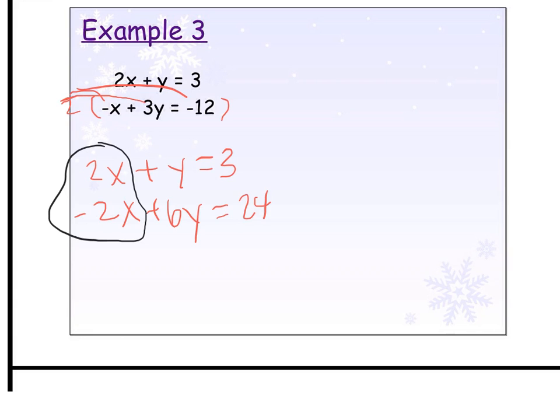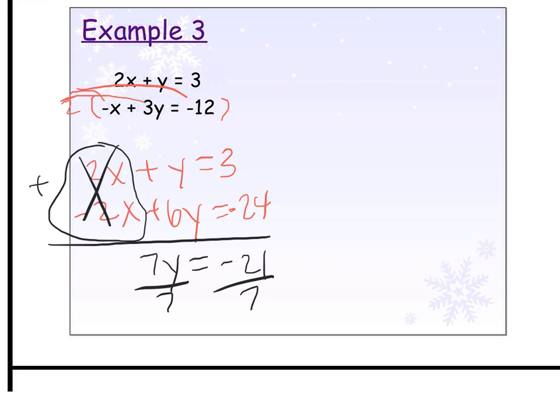Okay, so from here, I'm going to add both equations. So 2x plus a negative 2x, that cancels. y plus 6y is 7y. 3 plus, oops, that should be a negative 24, excuse me. So 3 plus a negative 24 is negative 21, divided by 7. y is equal to negative 3.